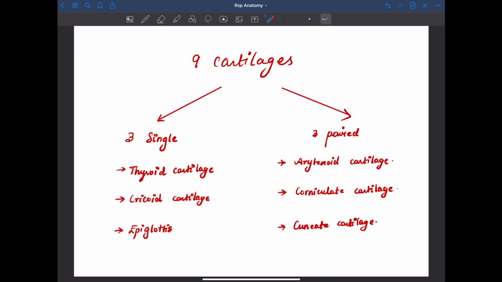Among the 3 paired cartilages, we have the arytenoid cartilage, which is pyramidal in shape. And then we have the 2 small corniculate and cuneiform cartilages, which are fibroelastic cartilages. They are small nodule-type cartilages.